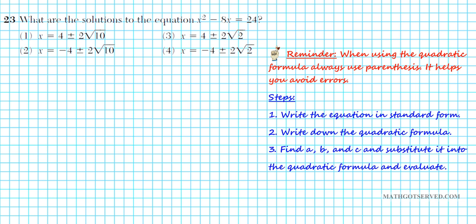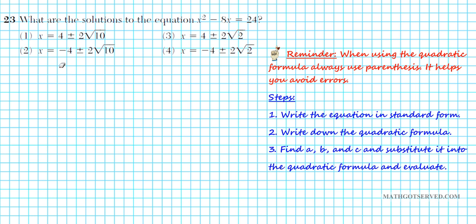All right, so the steps we're going to follow to solve this problem. First of all, we want to rewrite our equation in standard form. That's really important. Then we'll write down the quadratic formula. It's always good to have it before our eyes so we don't make any mistakes. And then we're going to find A, B, and C, substitute it into the quadratic formula, and evaluate.